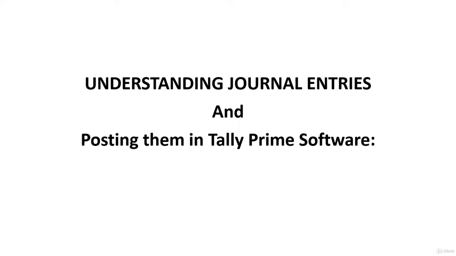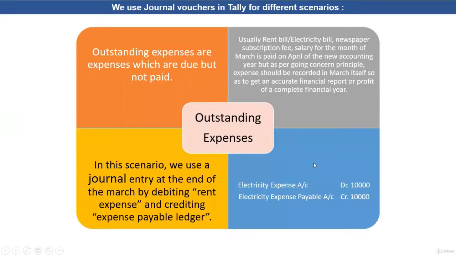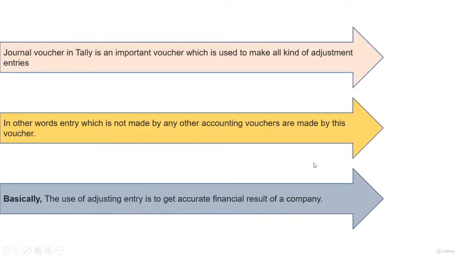Let's see. In this lecture, we will look at how you can do journal entries in the journal voucher and what kind of journal entries are to be posted in it. For that, first of all, you need to know what a journal voucher is. A journal voucher in Tally is a very important voucher that is used to make all kinds of adjustment entries. What are adjustment entries?